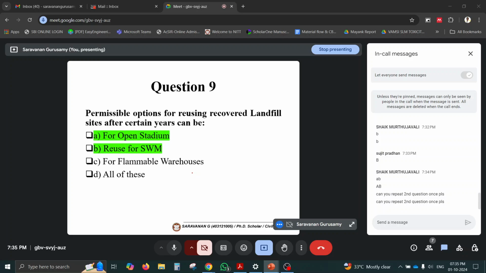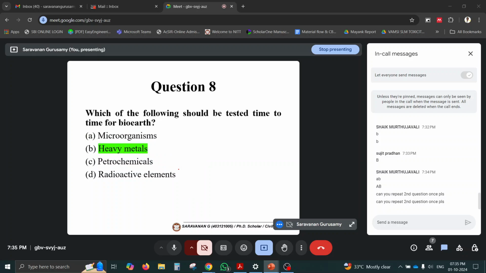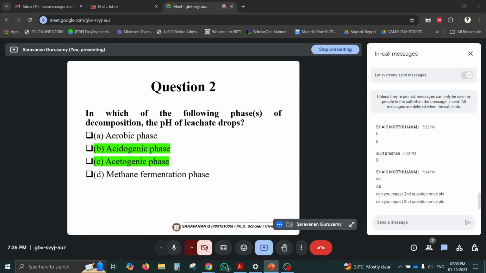Second question. What is the question? Why? Should I need to repeat? This is what I have answered, right? Acidogenesis and the acetogenesis. Still, you want clarification, sir?